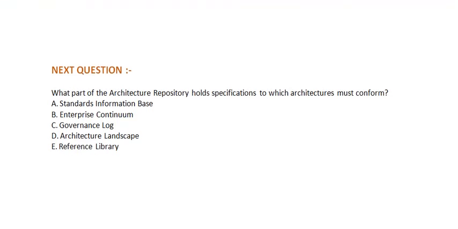Next question is, what part of the architecture repository holds specifications to which architectures must conform? Option A, standards information base. Option B, enterprise continuum. Option C, governance log. Option D, architecture landscape. And option E, reference library. The correct answer is option A.